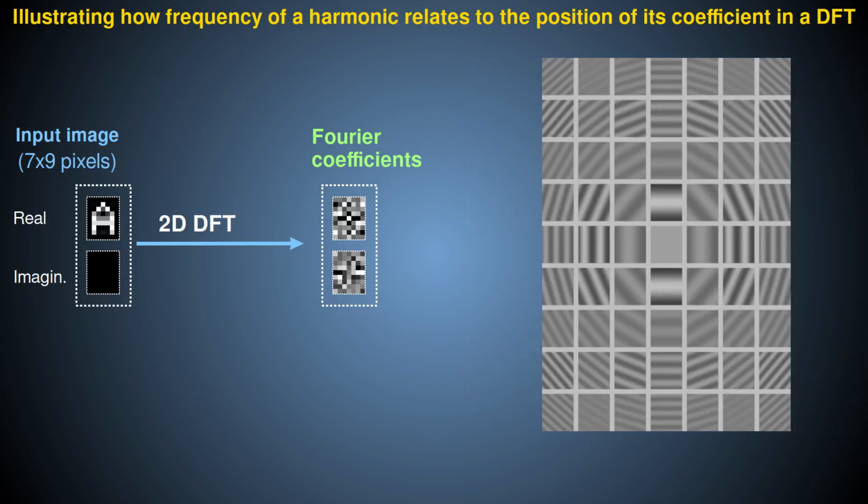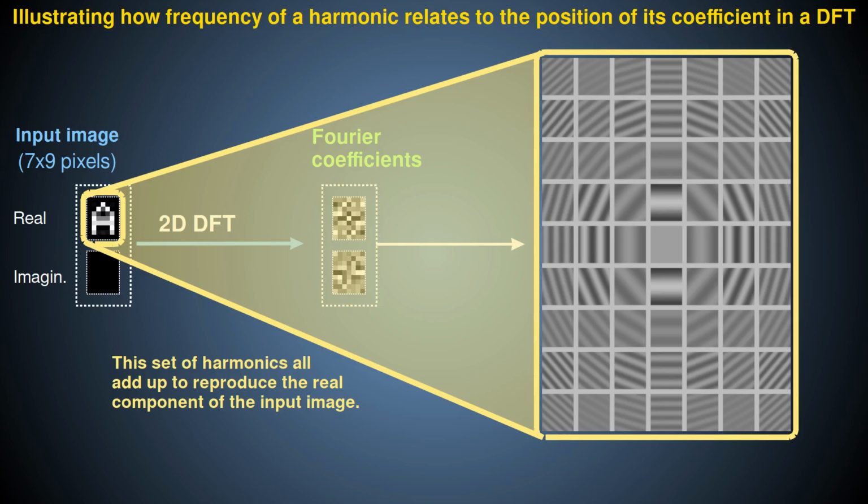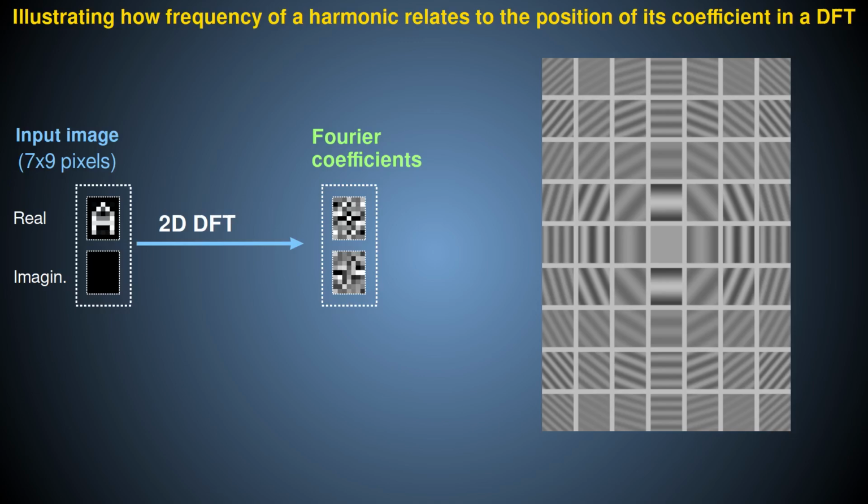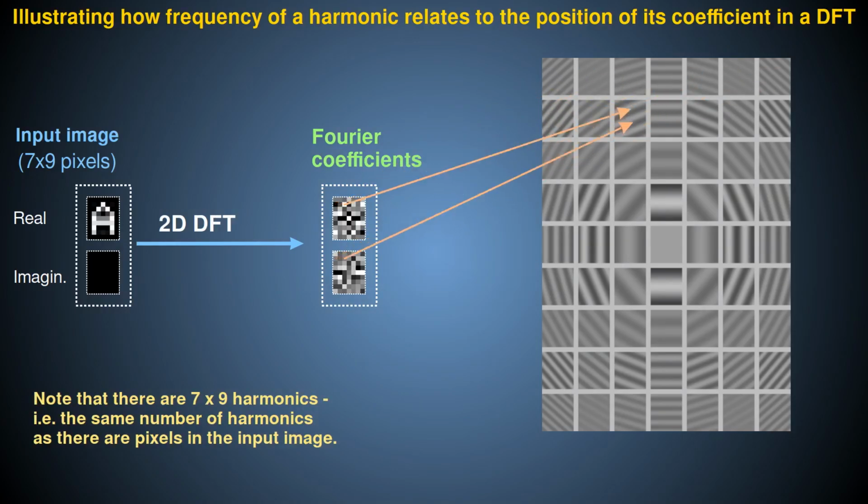Over here I've made a montage of all the actual 2D harmonic waves defined by the Fourier coefficients for reconstructing the real component of the input image. There will be another set of waves for reconstructing the imaginary components of the input image, but I'm not showing those here. Note that there is one wave per pixel position in the DFT. I've arranged it so that the relative position of the waves are the same as the position of the coefficients in the DFT that define them.